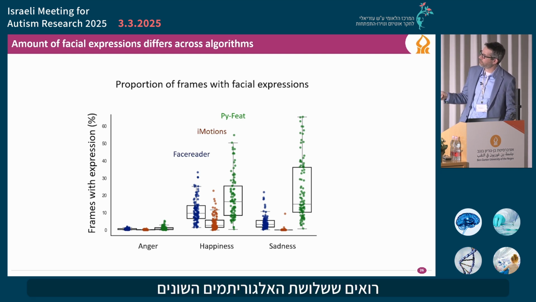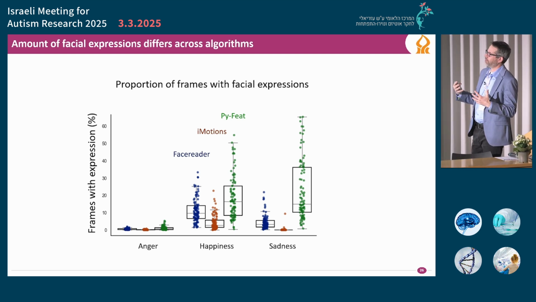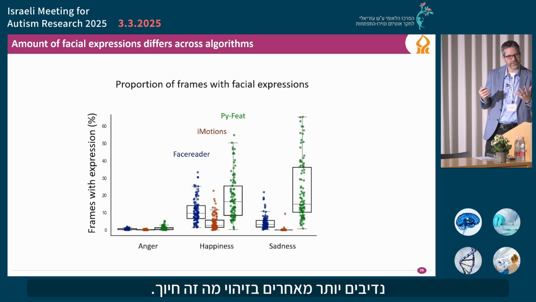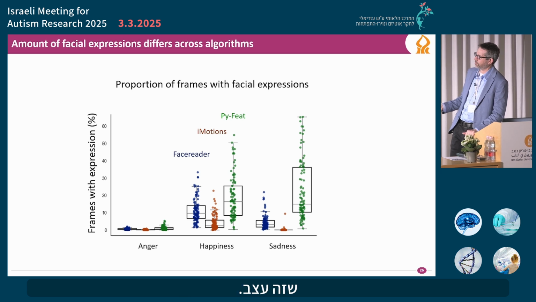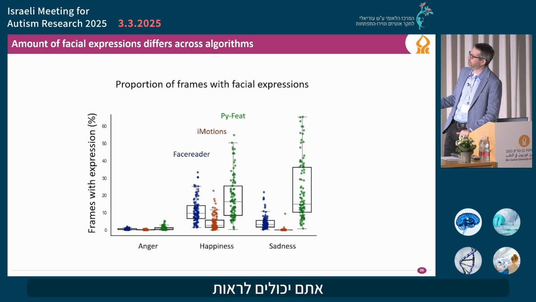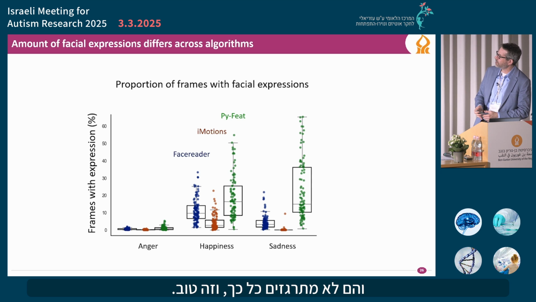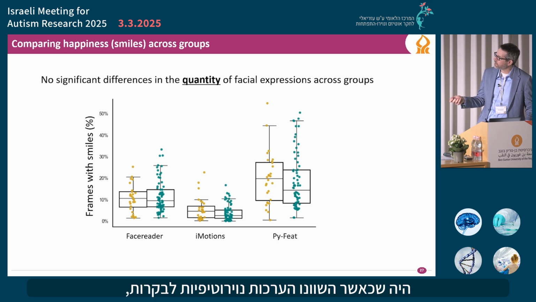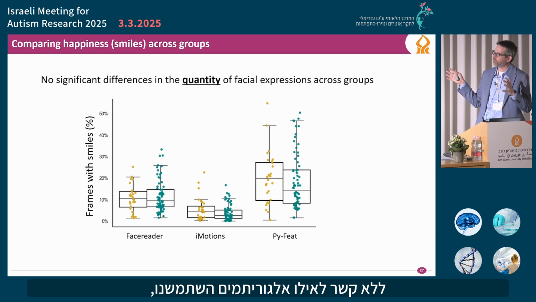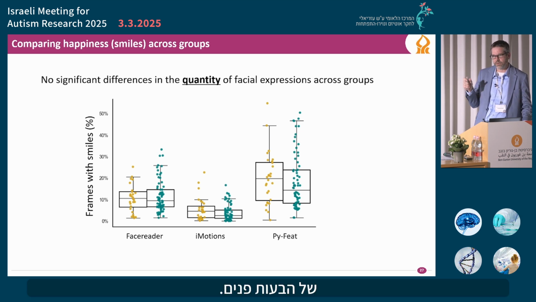You see that the 3 different algorithms actually give you different results because some of them are more generous than others in identifying what a smile is, which is here in happiness, or what a frown is, which is sadness. You can see that kids particularly smile during the ADOS, and they don't get that angry, which is good. But what was really interesting in this project was that when we compared neurotypical kids to controls, despite the differences across algorithms, regardless of which algorithms we used, we didn't find any differences in the quantity of facial expressions.